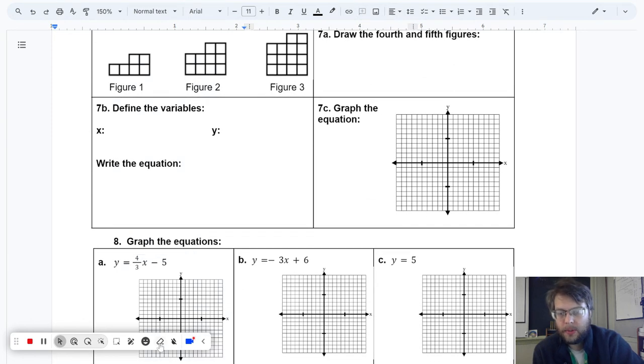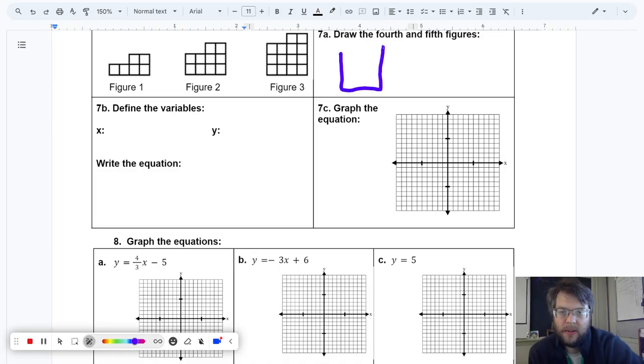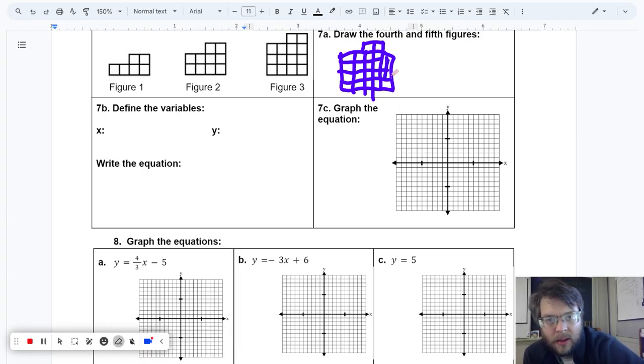All right, just a few more. This is a pattern where it's adding another stack each time. So you can see that figure 4 is going to look like this. And they're going to have 4 units here. Oops, I shouldn't have added that on. I was trying to make it clearer and I made it less clear.